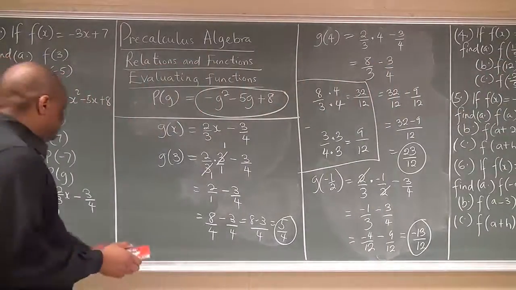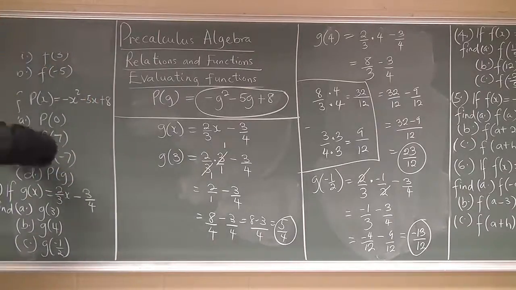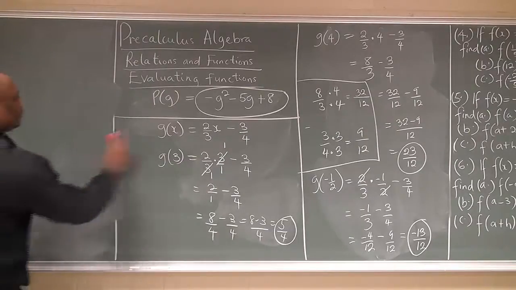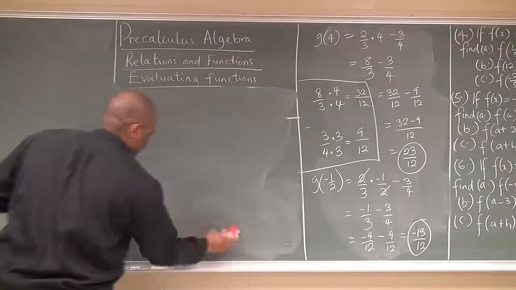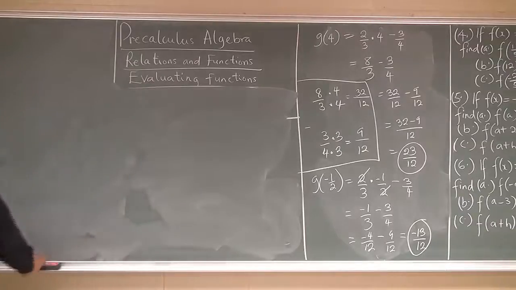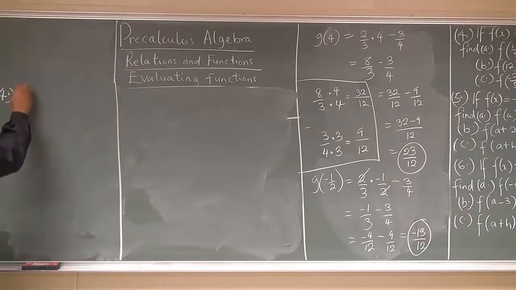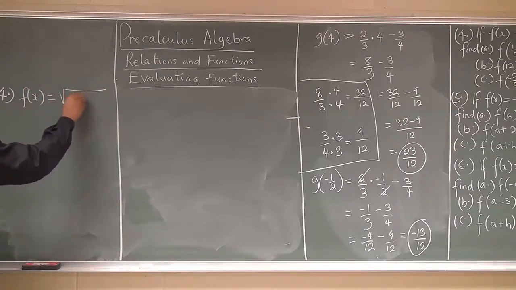All right, now we finished this, so I'll use this space and this space, so we can finish up the rest of the questions. Question 4 says f of x is square root of 5x plus 3.